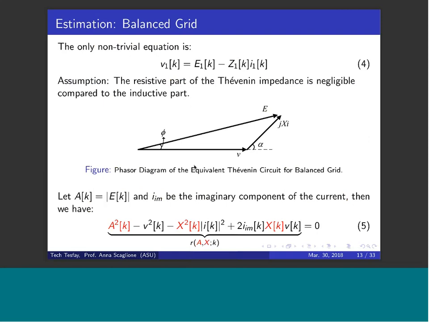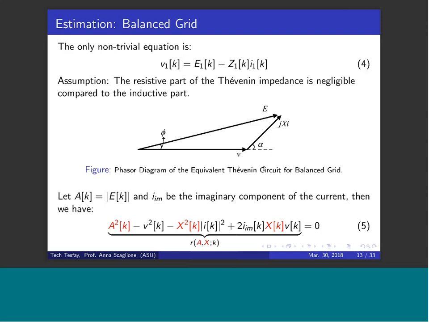So what we do is we first assume that the resistive part of the Thevenin impedance is negligible, so we represent it only using the imaginary part. And this diagram gives us the phasor diagram of the equivalent Thevenin circuit for a balanced grid. And we also assume the voltage phase angle at the bus on the distribution side is 0, and we report all other angles relative to the voltage phasor.